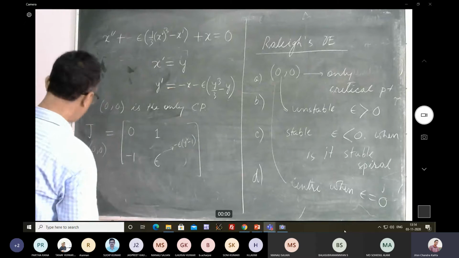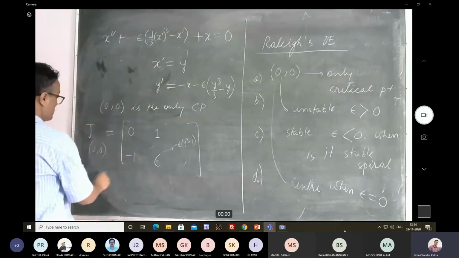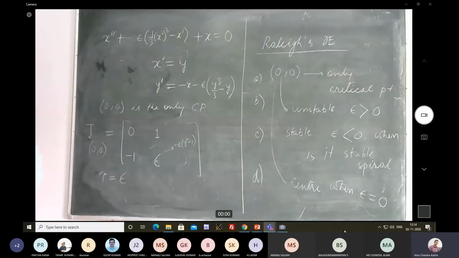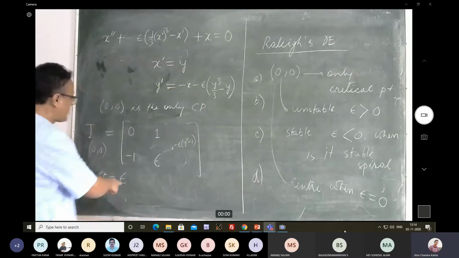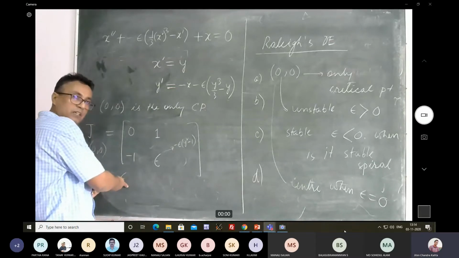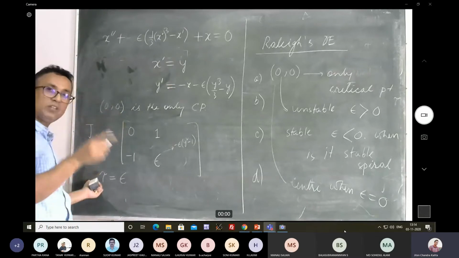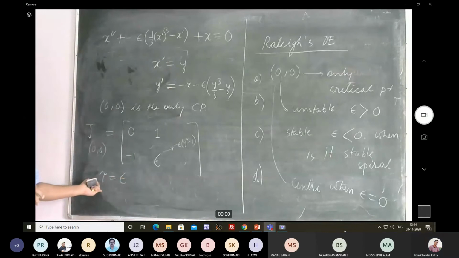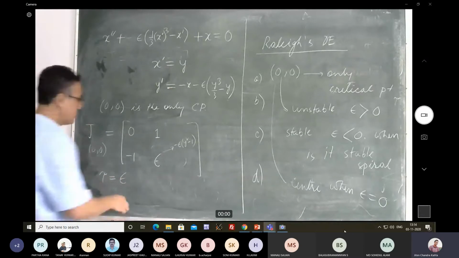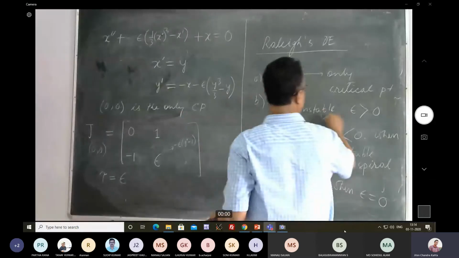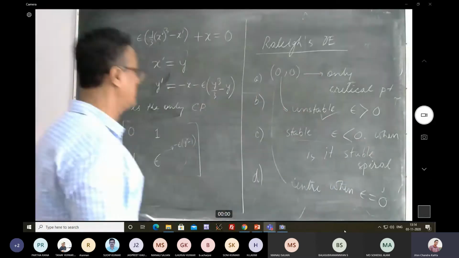So now your trace is what? Trace is equal to epsilon, isn't it? Right? So obviously, if the trace is positive, the critical point 0, 0 is going to be unstable. If it is negative, it is going to be stable. Is it okay with everybody? Okay. So this part is done. The first part is done.